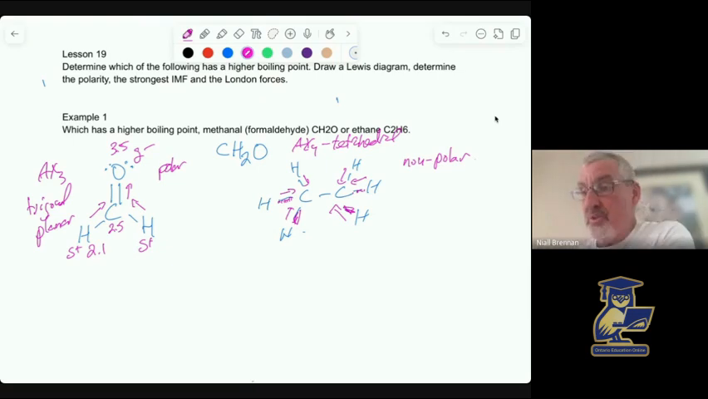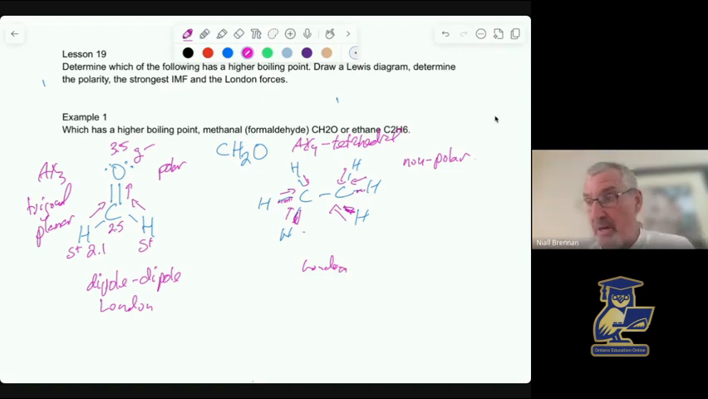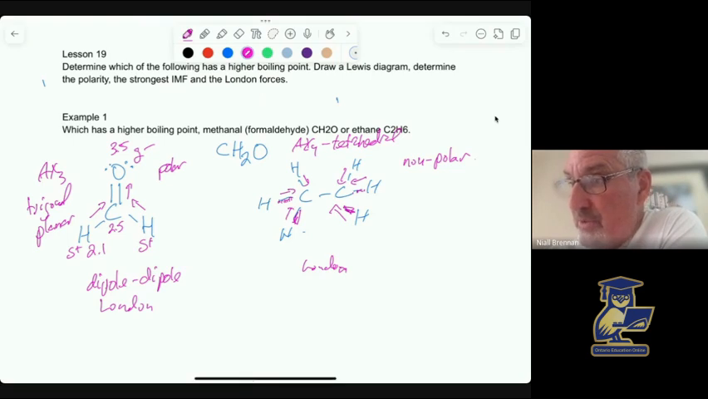Okay, so now let's look at our intermolecular forces. The polar molecule is going to have a dipole-dipole force. The non-polar one will only have a London force. The polar one has a London force as well, not as pronounced as the dipole-dipole, but a London force nonetheless. Let's compare these London forces. Ethane has 12 on the 2 carbons plus the 6 around the outside, so about 18 electrons. And methanal has 2, 6, and 8, so about 16 electrons.